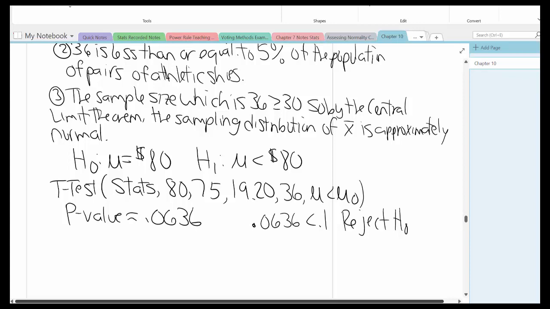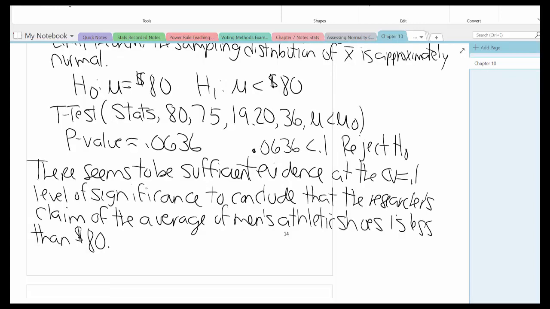All right, so let's write out the conclusion for this in the context of this problem. There seems to be sufficient evidence at the alpha equal to 1/10 level of significance to conclude that the researcher's claim of the average cost of men's athletic shoes is less than $80.